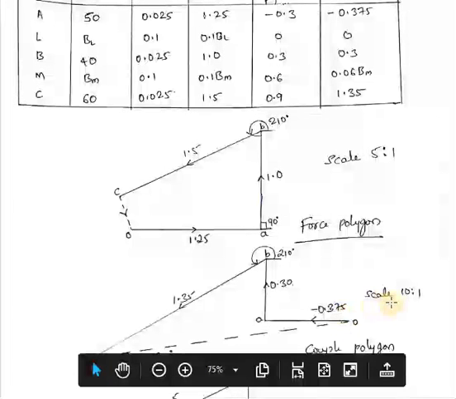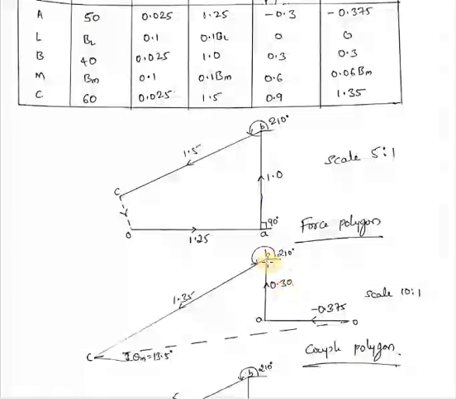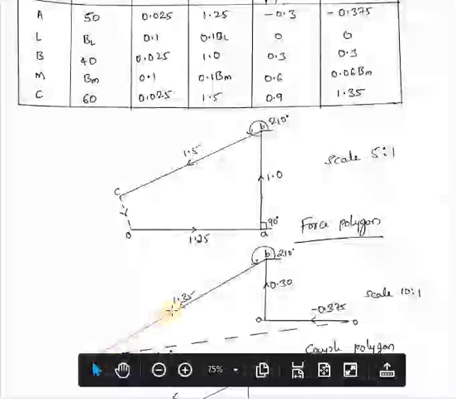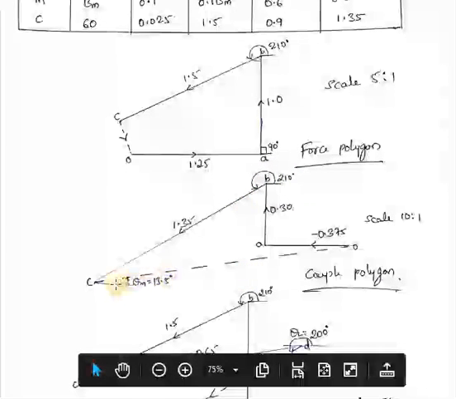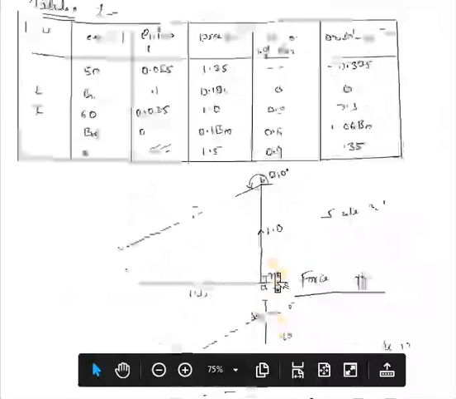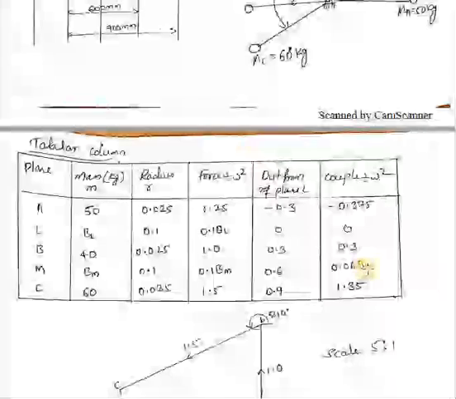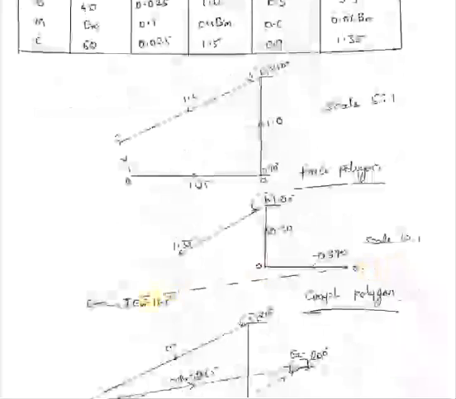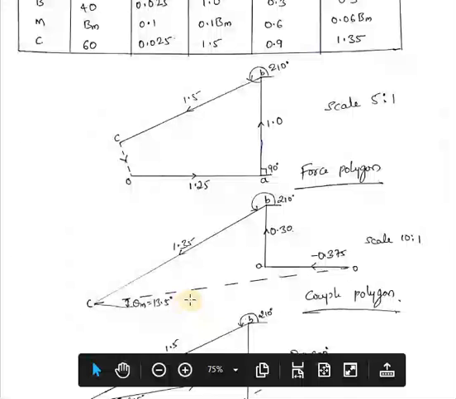The magnitude should be 0.375. Here I have taken the scale as 10:1. And A to B, the angle is 90 degrees and the magnitude is 30. Then B to C is 1.35 in magnitude and the angle is 210 degrees. After that, join C to O to complete the couple polygon. So this C to O should be equal to your unknown quantity, that is 0.06 bm, and you should get the respective angle theta m as 13.5 degrees.